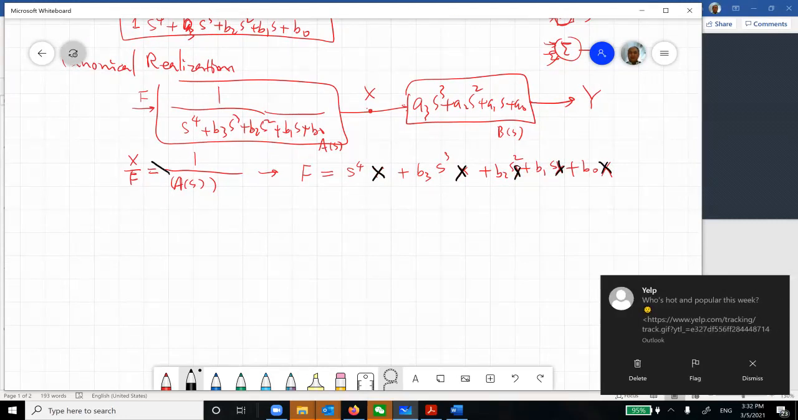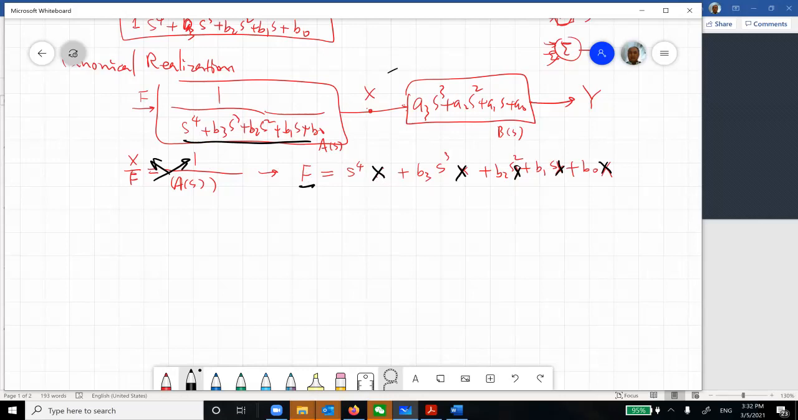So just cross product, this one to this one. So this is f. So then this multiplied by the x. So x divided by f is the transfer function, okay? So what I do is to move s4x and get everybody else to b minus b3 s3x minus b2 s squared x minus b1 sx minus b0 x.